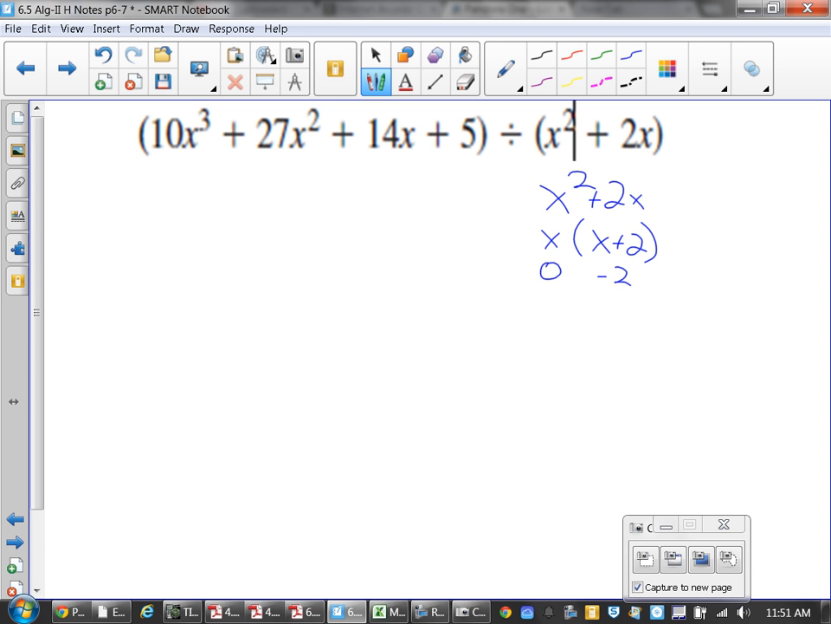Oh, that's so cool. Now, what's that? Well, I know that 0 is a 0, and I know negative 2 is a 0. Can I synthetically divide all of that out by 0, and synthetically divide all that out by negative 2? Yes.